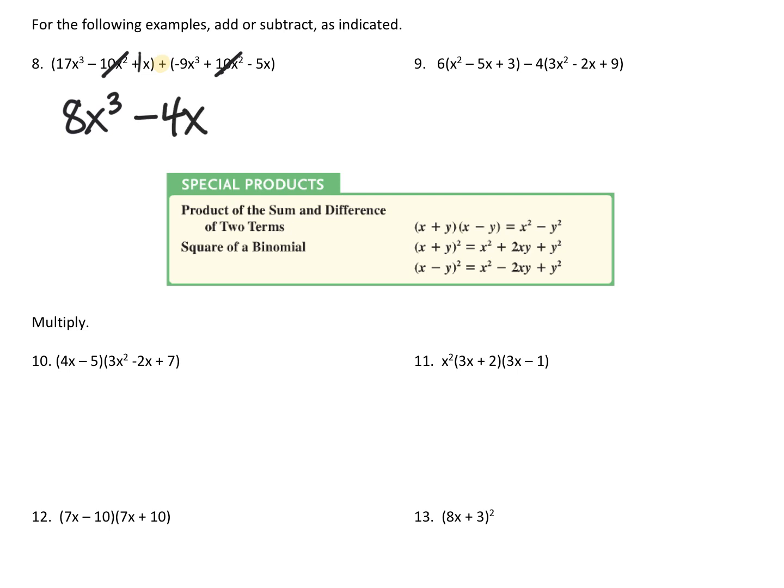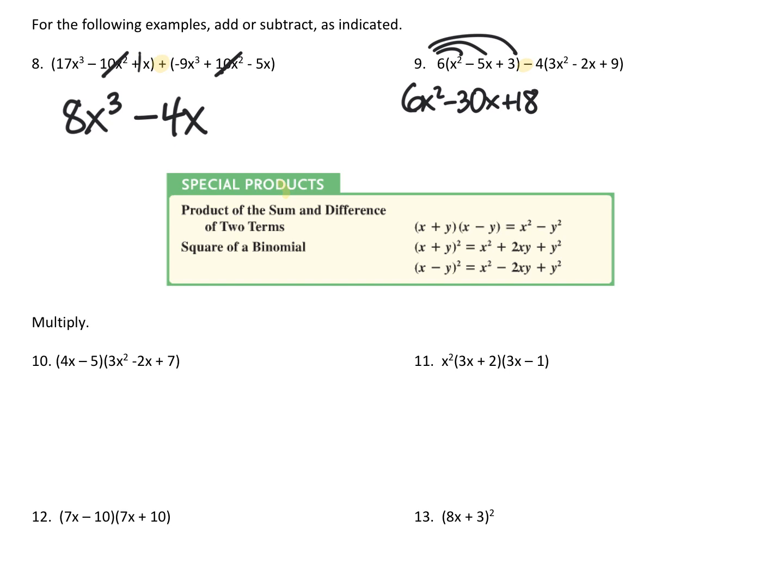This next one is subtraction, but you have some coefficients out in front, so you gotta distribute those first. So here we're going to start by distributing the 6. 6 times x squared is 6x squared. 6 times negative 5x, negative 30x. 6 times 3 is 18.